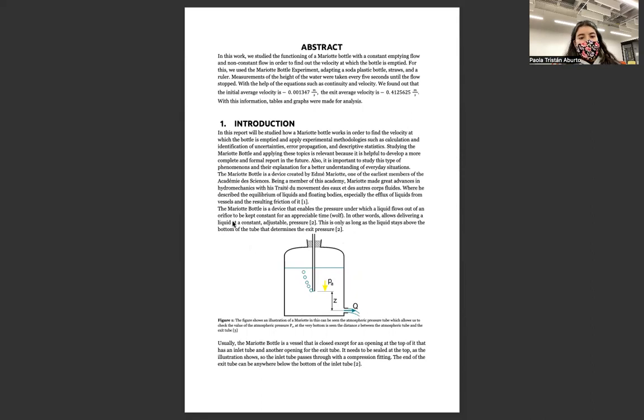So to begin, we have to see what the Mariotte bottle is. The Mariotte bottle is a device that enables the pressure under which a liquid flows out of an orifice to keep constant for an appreciable time. We can say that it allows delivering a liquid at a constant and adjustable pressure. It only applies if the liquid stays above the bottom of the atmospheric tube, which determines the exit pressure.